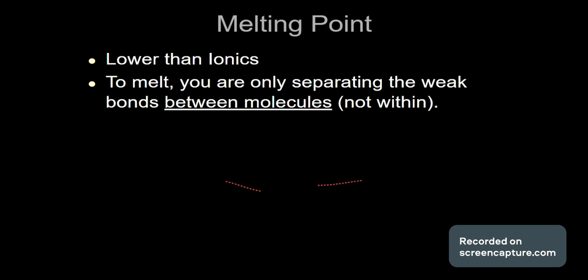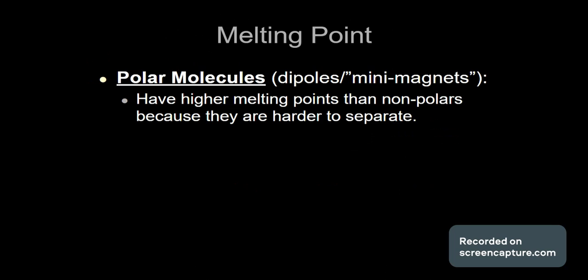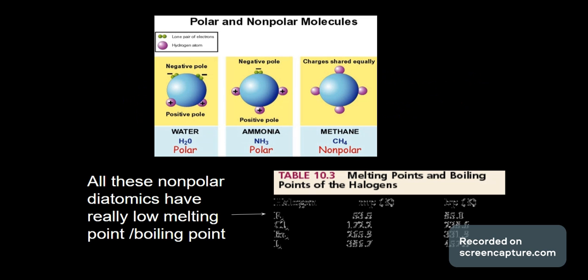Also, you have melting points. Melting points of covalent compounds are lower than those of ionic compounds. To melt, you are only separating the weak bonds between the molecules, not within them. Polar molecules are like mini dipoles. They have higher melting points than nonpolar molecules because they are harder to separate. We'll talk more about that later on, about the mini magnets and dipole moments.